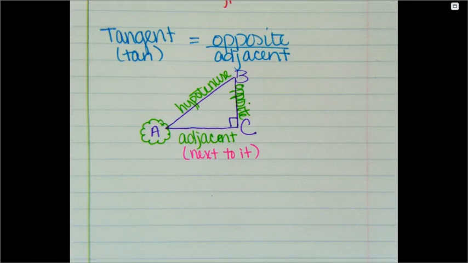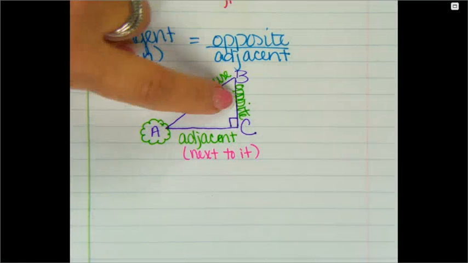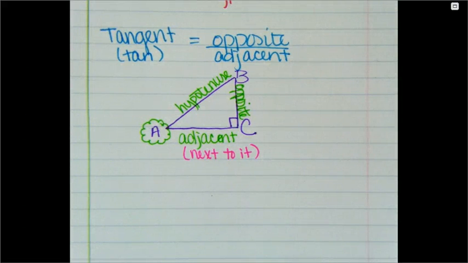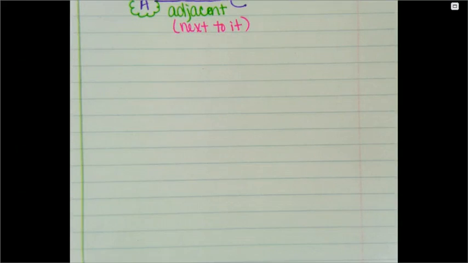Now, if I did a different angle, we never use the right angle, but if I did a different angle like angle B, would your opposite change? Does opposite change when looking at angle B? No, it's going to change, right? It's not going to always be the same, but the one thing that doesn't change is what? The hypotenuse. Okay?